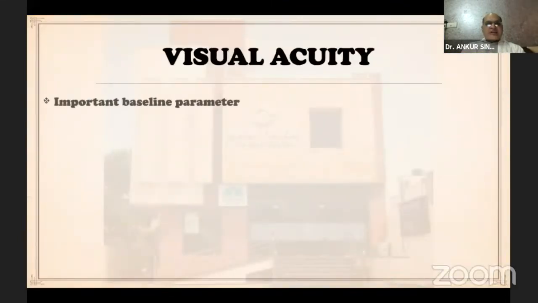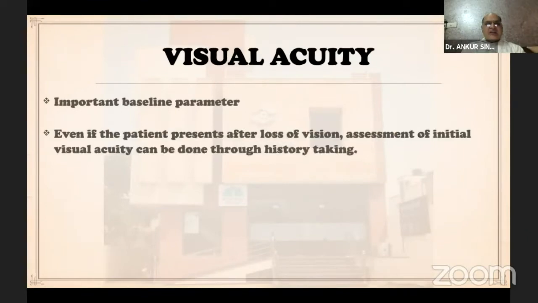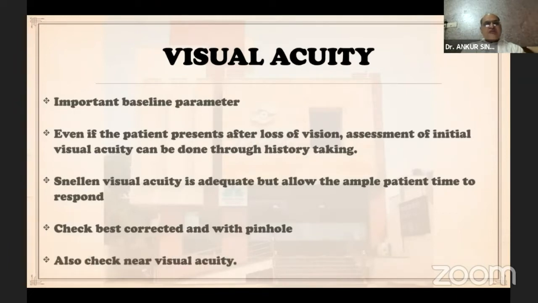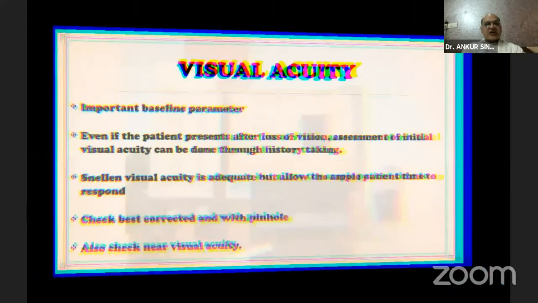Now, visual acuity is an important baseline parameter. Even if the patient presents to us after the loss of vision, we can still ask the patient how the vision was at the time of onset of symptoms. Snellen's acuity is good enough for neuro-ophthalmology, but we should give enough time for the patient to respond. Check the best corrected visual acuity and with pinhole, and do not forget to check the near visual acuity, as it can be knocked off in certain neuro-ophthalmic disorders.